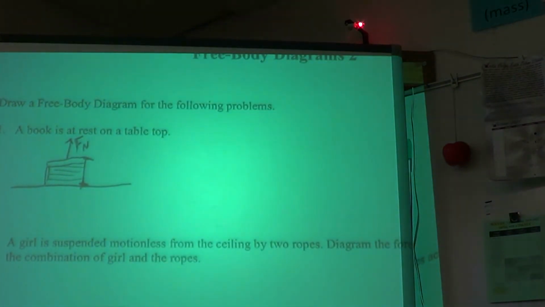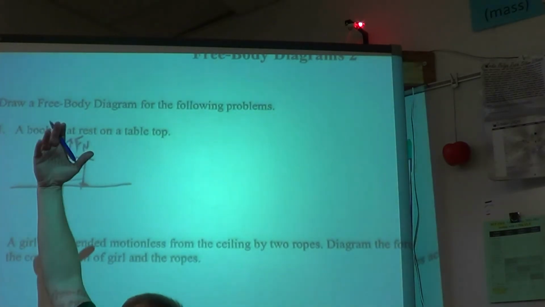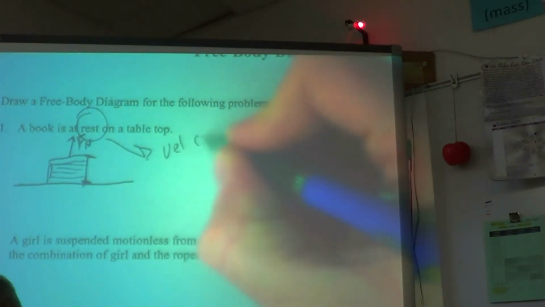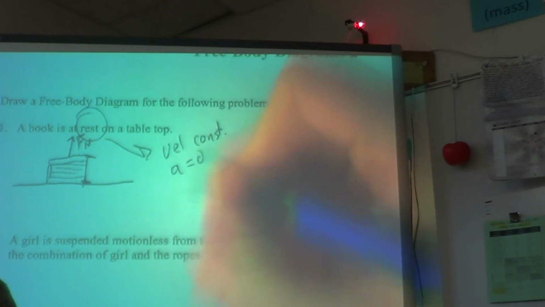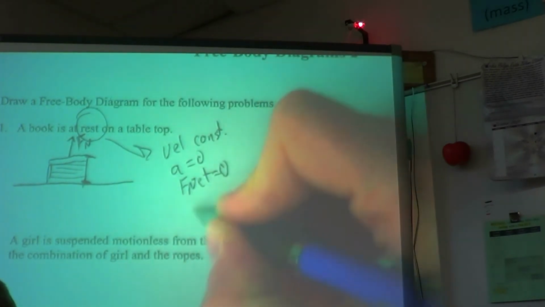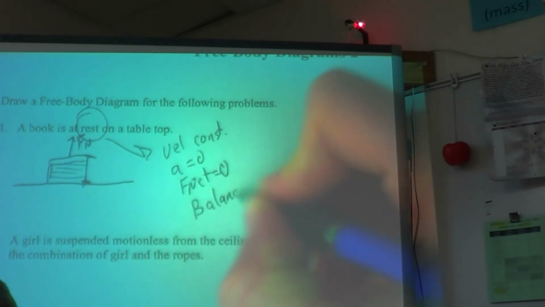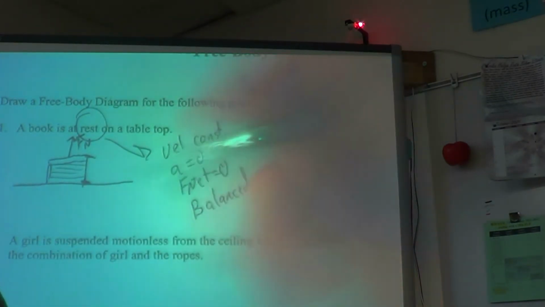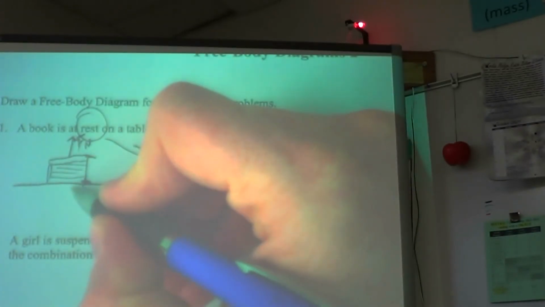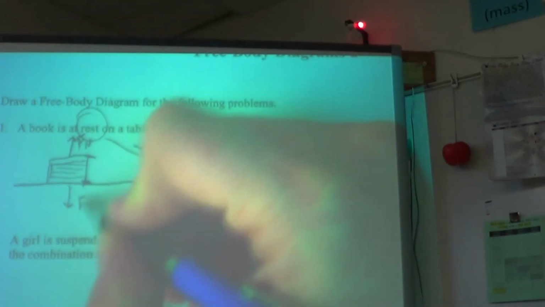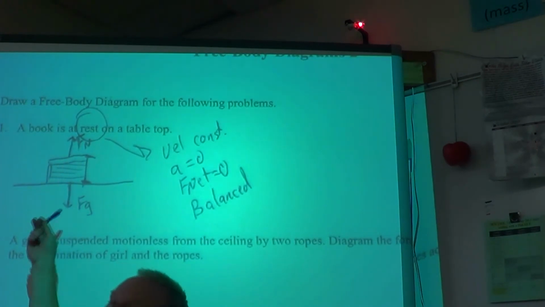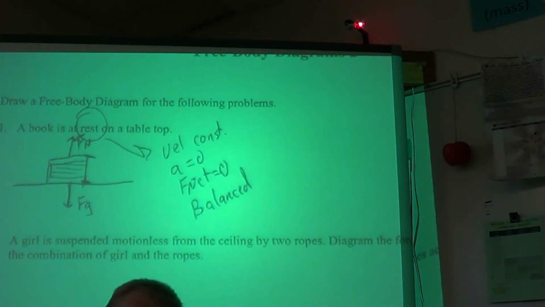Now our arrows are representative of the magnitude. So the idea is the longer the arrow, the bigger the number. That's all I'm saying. So if my book is at rest, which tells me my velocity is constant, which means my acceleration is 0, my F net is 0, which means my forces are balanced, then what should be true about the length of my arrow going down? It should be the same as this, right? I'm not going to measure that with a ruler, but they should be pretty close. If one is bigger, make it obvious that it's bigger. That's all I'm asking for.